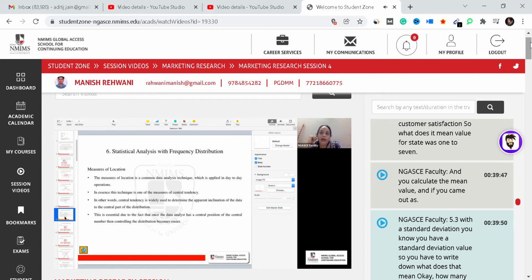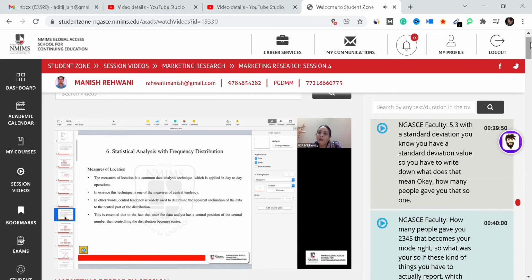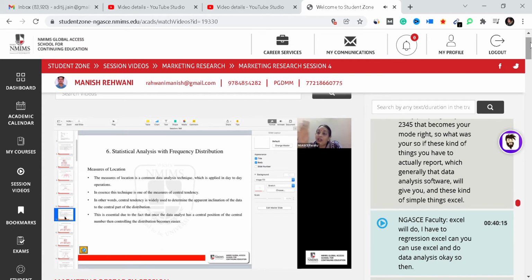Okay, how many people gave you the answer 1? How many people gave you 2, 3, 4, 5? That becomes your mode, right? So these kinds of things you have to actually report, which the data analysis software will generally give you. And these kinds of simple things, Excel does it for you. Excel will do up to regression, Excel can do. You can use Excel and do data analysis, okay?